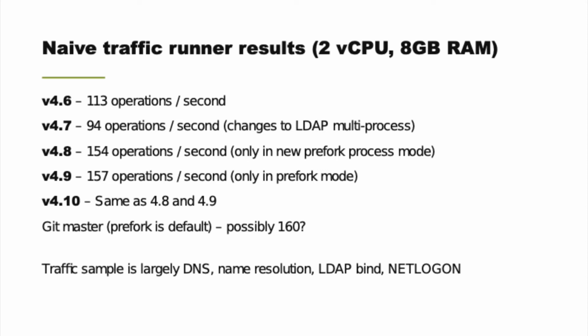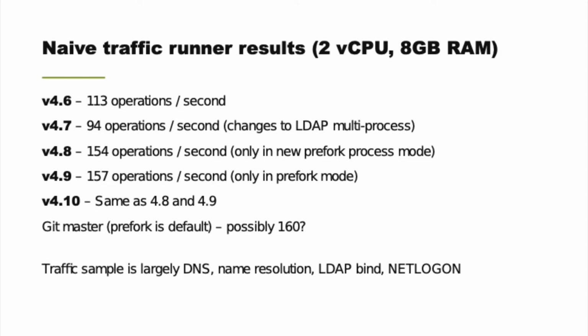So in 4.6, we got about 100 and something. In 4.7, we actually managed to make it worse because we didn't realize that making it multi-process can make things worse. So in 4.8, we changed the way we did multi-process. 4.9, it's basically the same. 4.10, it's basically the same story. Get master is probably slightly better, but it doesn't actually seem that much changed, to be honest.